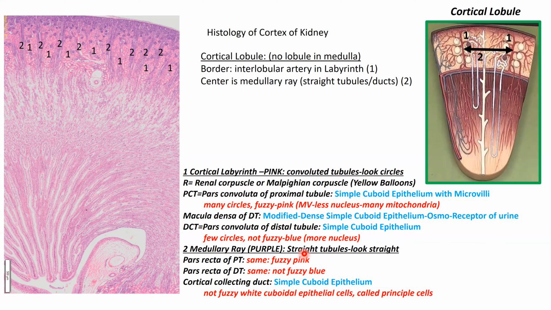The medullary ray, which is purple and labeled with 2 on the microscopic slide, is the territory of the straight tubules and ducts. Therefore, they look straight. 3 structures: pars recta of the proximal tubule, pars recta of the distal tubule, cortical collecting duct. Remember, recta means straight.